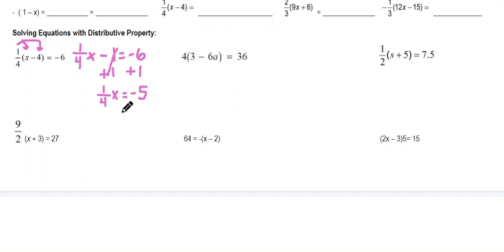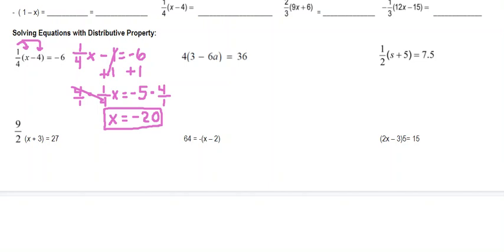All right, so I have a fraction in front of my variable here. So to get rid of a fraction, I have to times it by the reciprocal. And the reciprocal means I just flip the fraction. So I'm going to times it by 4/1 to get rid of it and leave me with just x. And I'm going to do the same thing on the other side. Negative 5 times 4 is negative 20. Negative 20 divided by 1 is negative 20. So x equals negative 20.